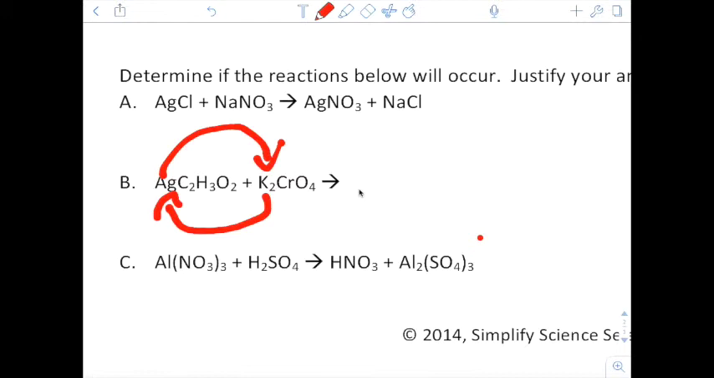Moving on to C. Go ahead and I'll give you the answer here. And so we're going to have no reaction occurring here because everything is going to be aqueous. So nitric acid is aqueous, and our aluminum sulfate is also aqueous. So no reaction in C.